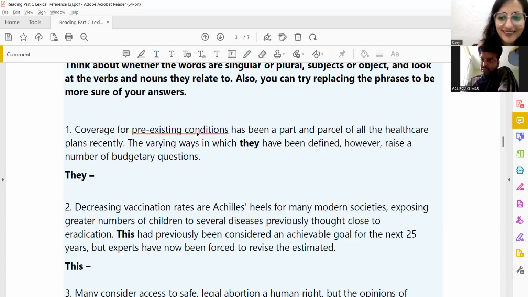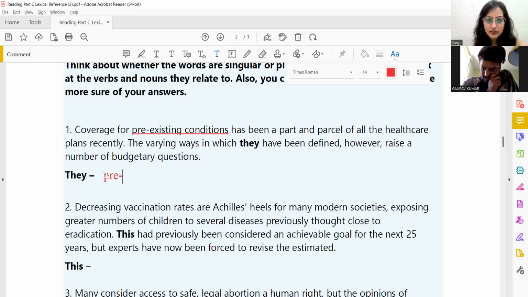Yes, absolutely right. Good that you figured it out. So two things were there: either pre-existing conditions or healthcare plans. But healthcare plans cannot be varying because they are fixed. Yeah. Exactly. So yes, you're right. Pre-existing conditions, that is what they is referring to. So just for your own reference also, you can write it as the answer so that you remember pre-existing conditions. Let's look at the second one.